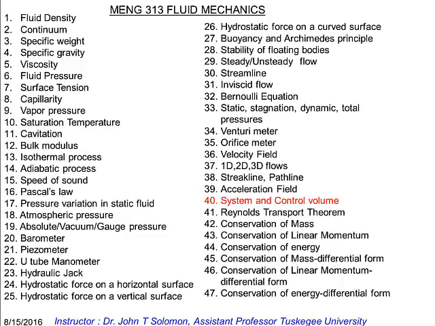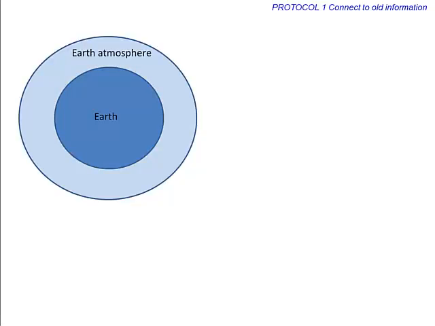Hello and welcome back. In this video, we discuss two important concepts used in fluid dynamic analysis: a system and a control volume. By definition, a system refers to a collection of matter of fixed identity, which may move, flow and interact with the surroundings. For example, all the air in the Earth's atmosphere is a system.